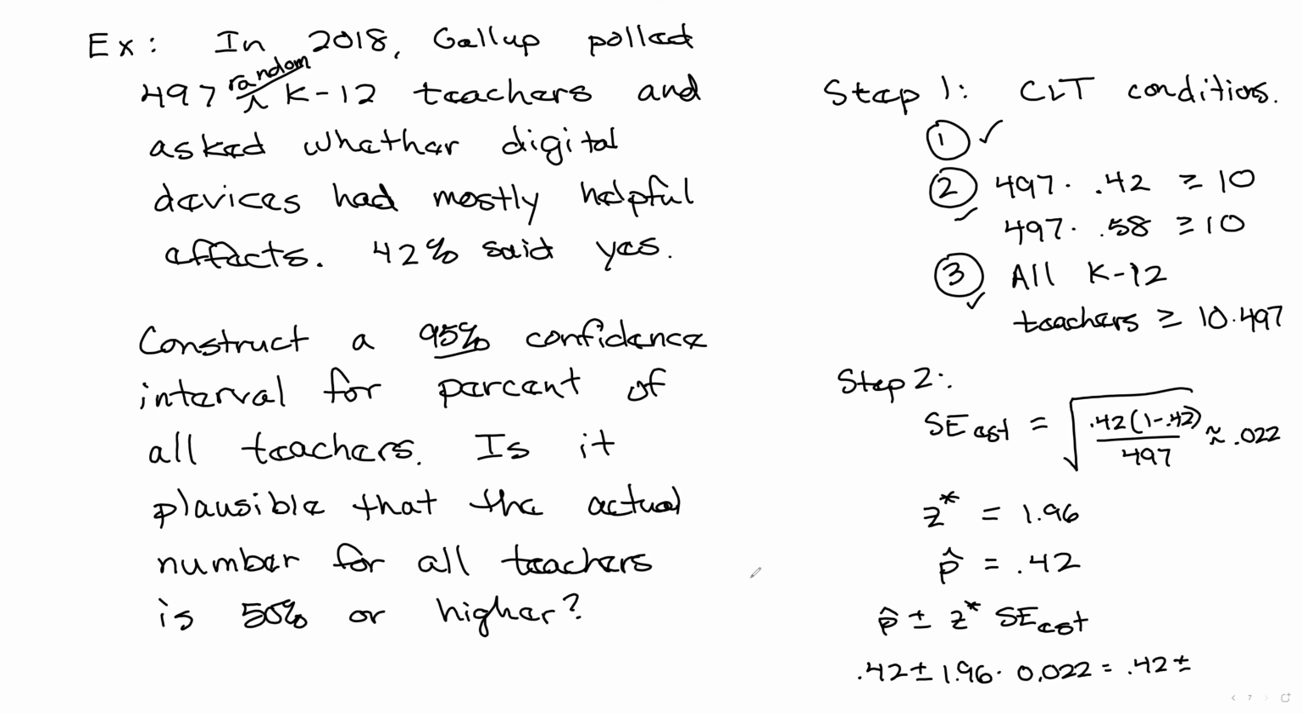0.42 plus or minus, let's see, I got 4.4. So we're just going to do 0.044, I guess. That's not exactly what it is, but that's roughly it. And then if you create an interval by adding and subtracting it, what I got was 0.376 and then 0.464. You can use either of these two things as the answer. There's just two ways of writing the same thing. These are our confidence intervals.